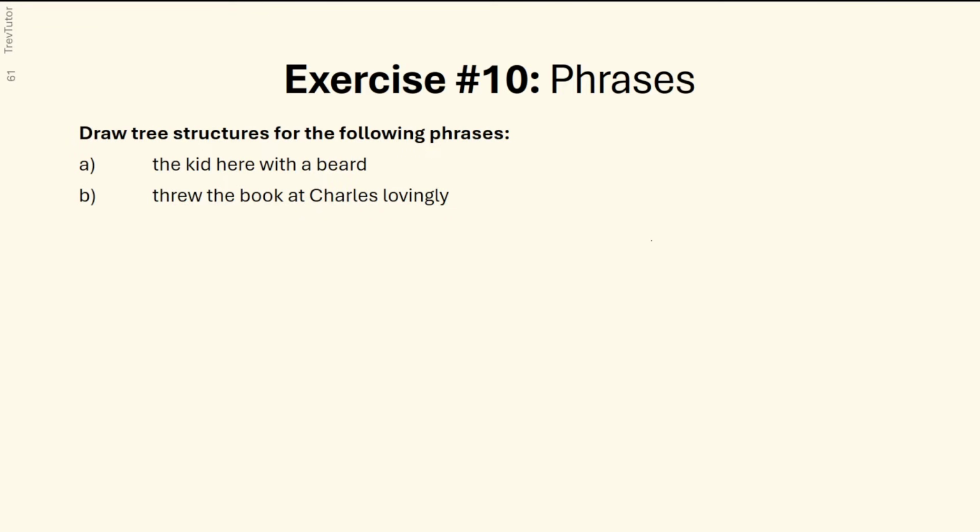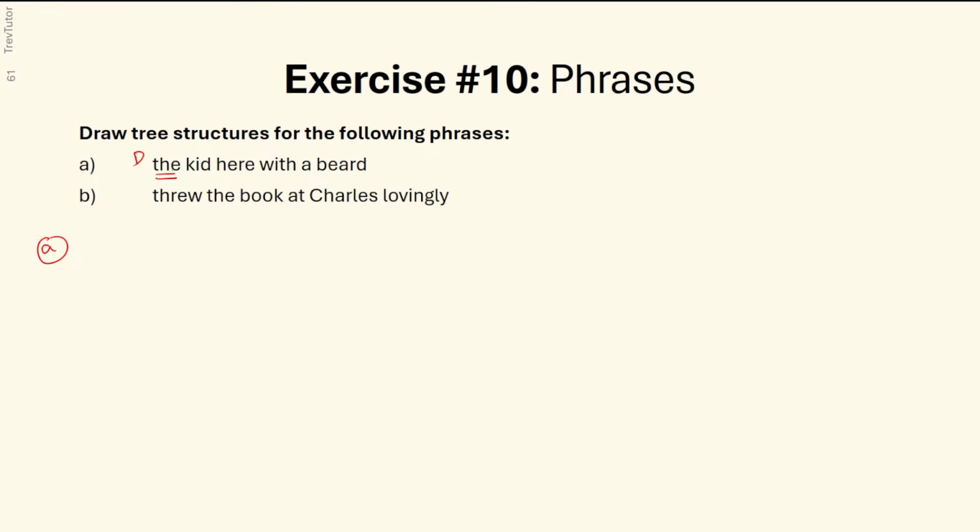So let's try some tree structures for these phrases: "the kid here with a beard" and "through the book at Charles lovingly." You can pause the video, try it yourself, and we'll go through this. So with A, "the kid here with a beard." Now we do have the word "the" here. This is a determiner. This is not going to be an adjunct. It's not going to be a complement. So we're just going to stick it beside the phrase level, and we'll change that a little bit later. But the kid here with a beard.